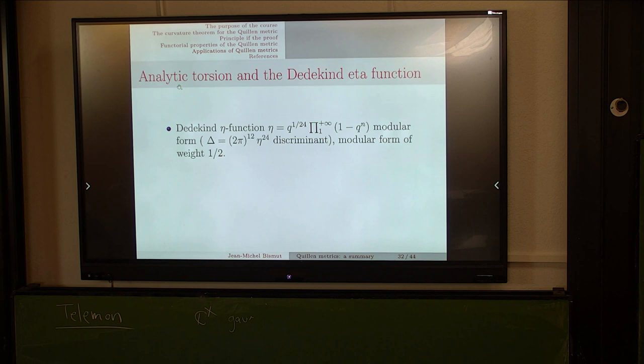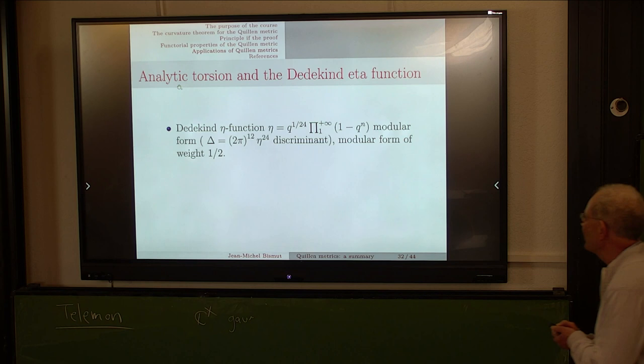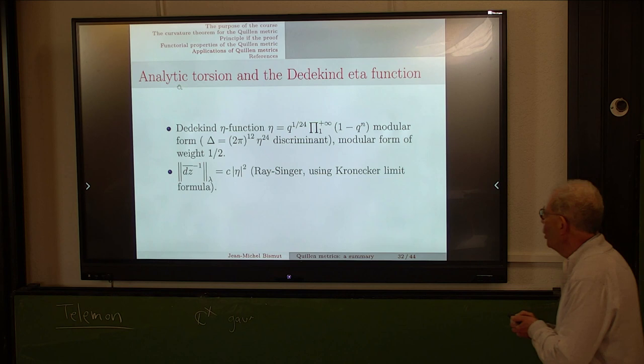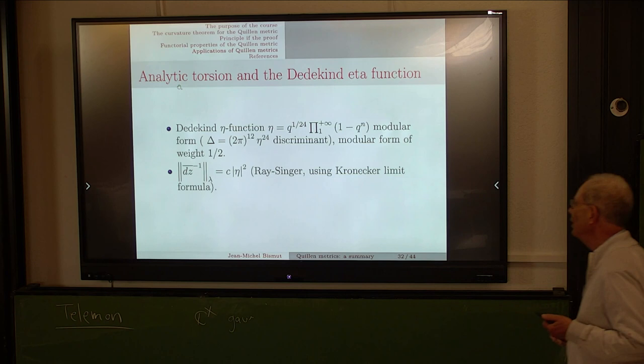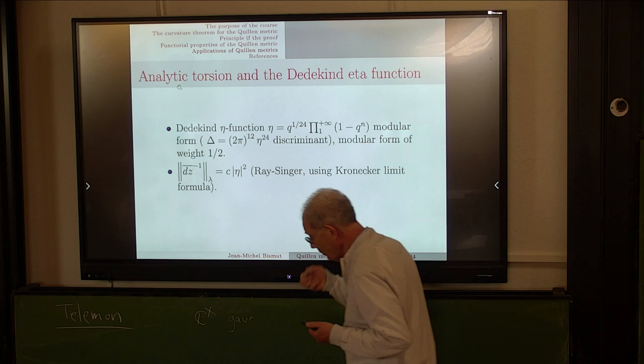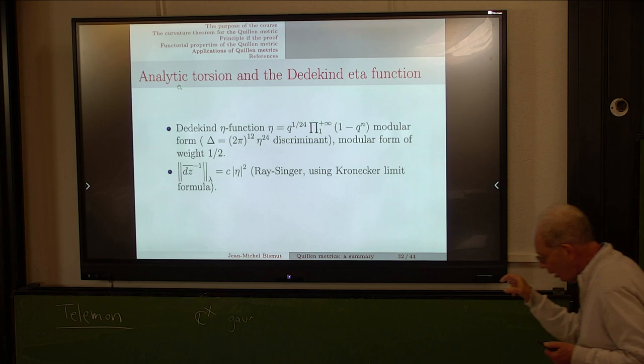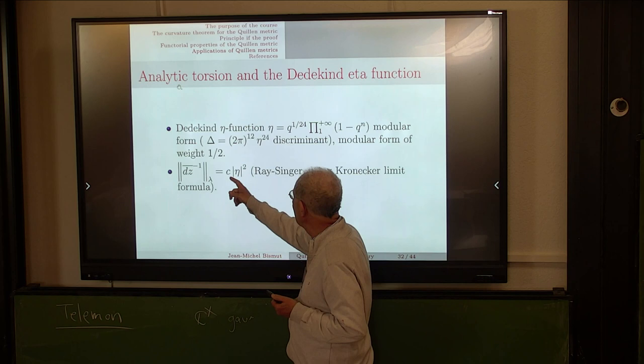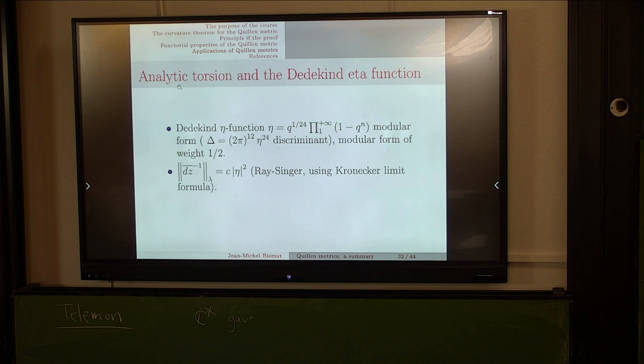So what is the relation between analytic torsion and the Dedekind eta function? What Ray and Singer proved in their paper introducing holomorphic torsion is exactly this: that the Quillen norm of the section dz bar minus 1 of the determinant line bundle is, essentially up to a constant, the norm square of the Dedekind eta function.